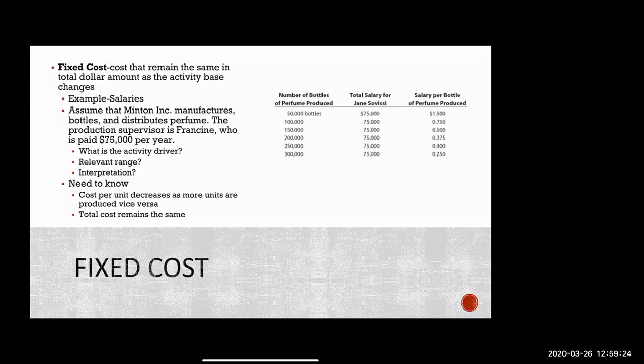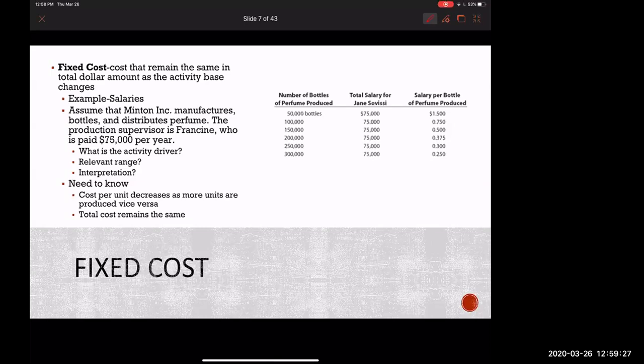So let's first start off, before we talk about fixed costs and how to apply this, with just understanding what is our activity driver. In this example, what is driving our cost? Hopefully, based on our examples or prior videos, you should have realized that our activity driver is the number of bottles of perfume being produced, right? It is what's driving our cost as we produce more.